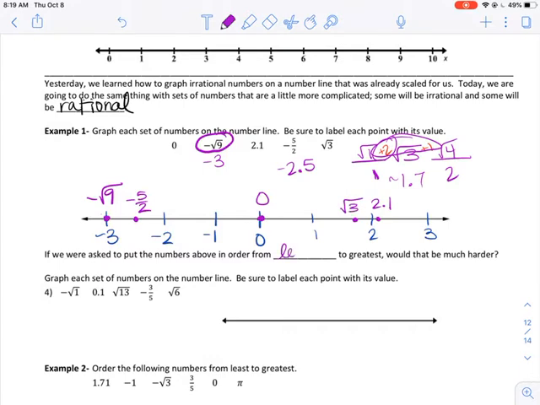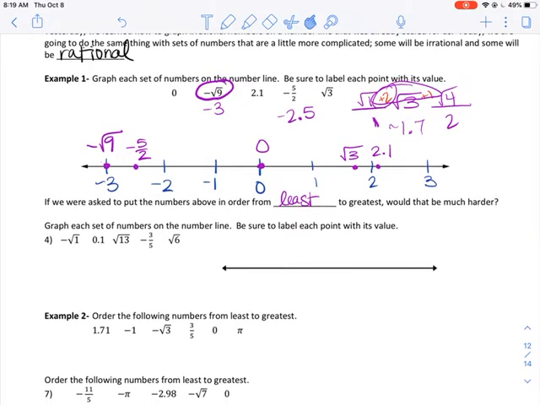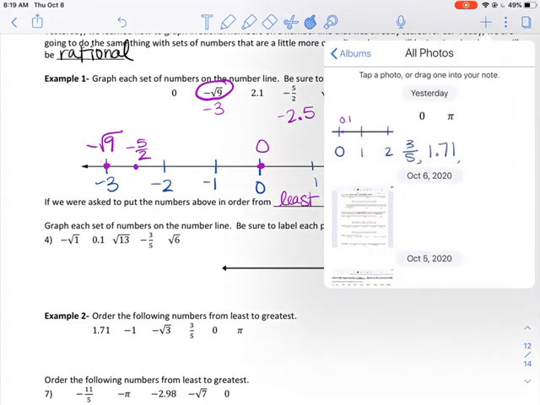So another way is that we could end up ordering these from least to greatest. Before we go ahead and do an example like that, go ahead and try this number 4, and I'll show you my answer in a little bit. Pause the video. Here's my answer.